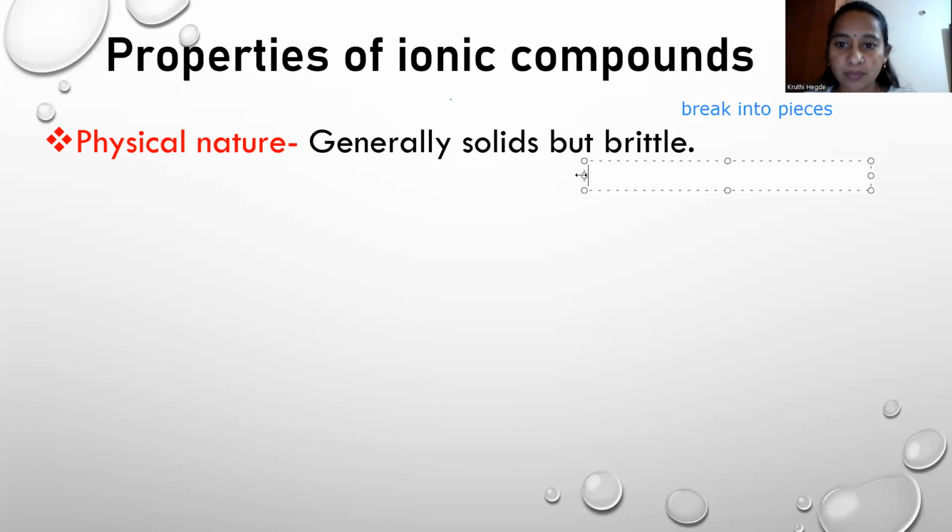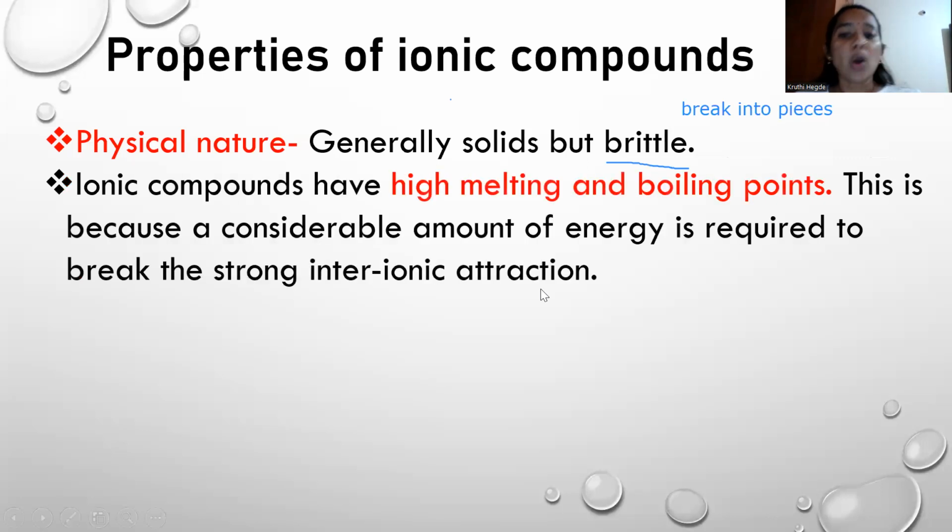Let us move further. Ionic compounds have high melting and boiling point. This is because a considerable amount of energy is required to break strong interionic attraction. This is also important. Why do ionic compounds have high melting and boiling point? That's because interionic attraction is very strong. To break that interionic attraction, we need to supply very high energy. Hence, its melting point or boiling point is high.